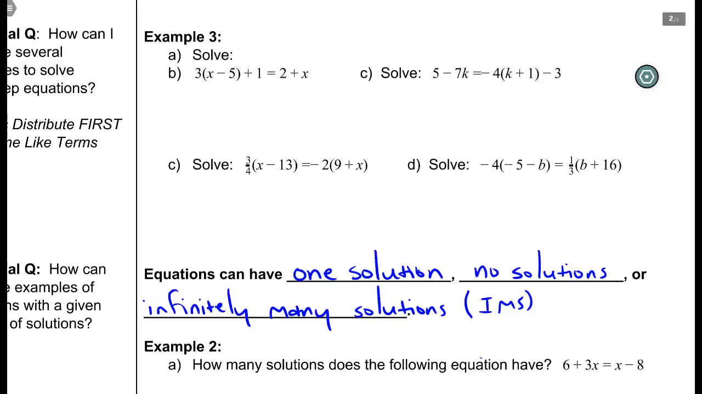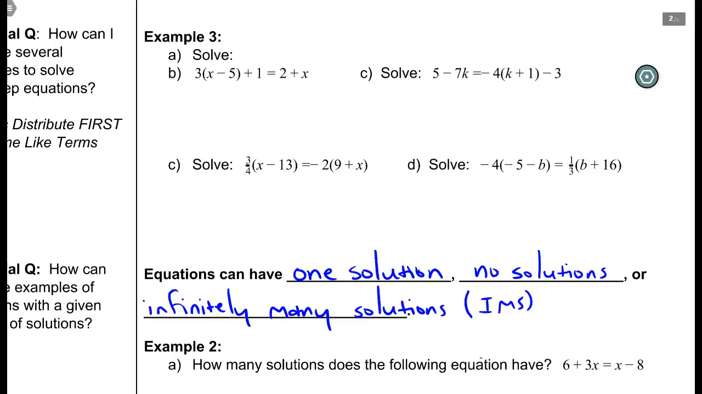Hi everyone, in case you were absent, I just wanted to go over the last little bit on the notes for solving multi-step equations. Today we're focused on even more steps, but still combining everything together: combining like terms, distributive property, and variables on both sides. And then I'm going to talk about something else about different solutions.